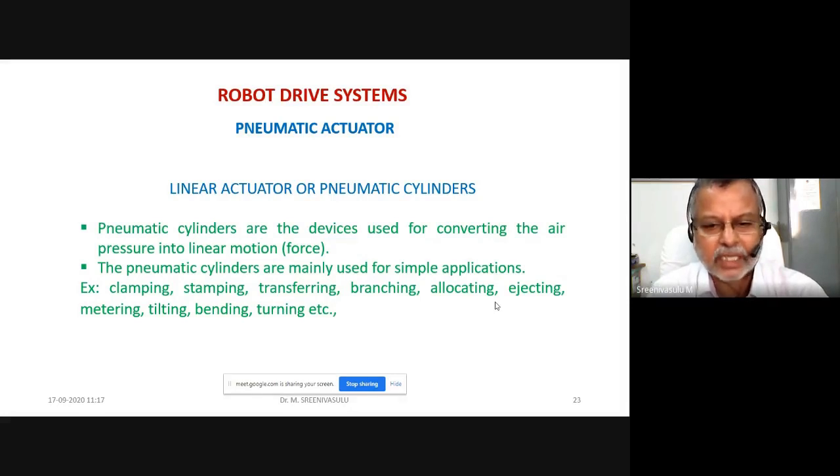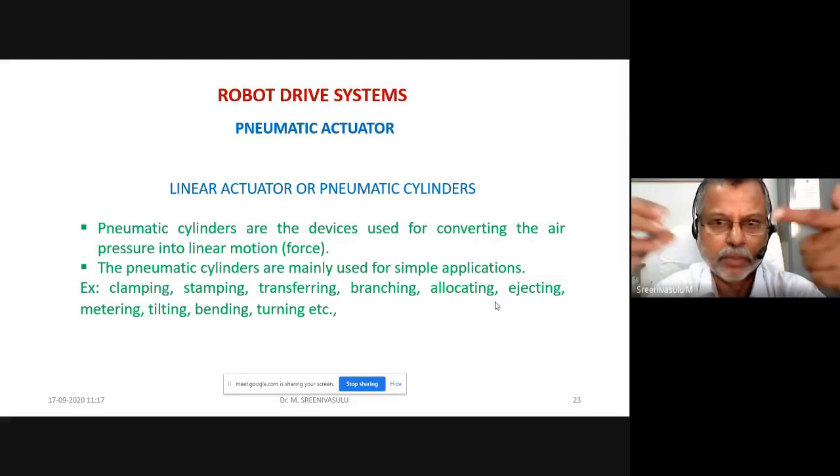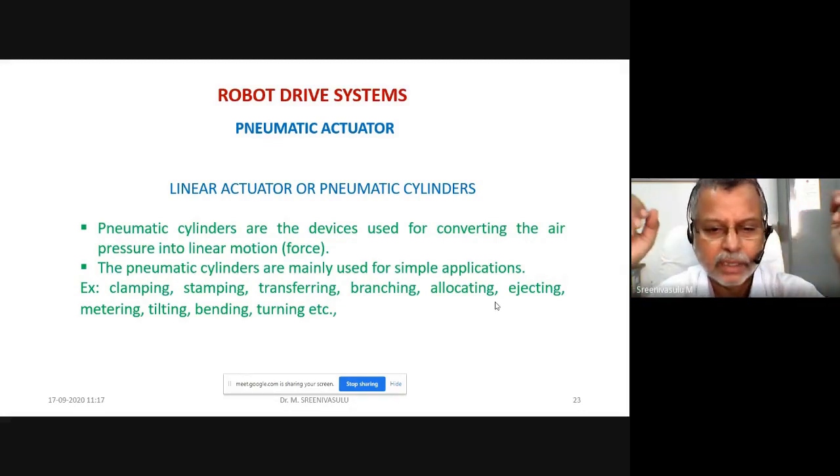The pneumatic cylinders are mainly used for simple applications, say clamping, stamping, transferring, branching, allocating, ejecting, metering, tilting, bending, turning. Turning is a process when the rod diameter has to be reduced, or step turning, offset. Okay, some eccentric turning, all such sorts of applications are going to come.